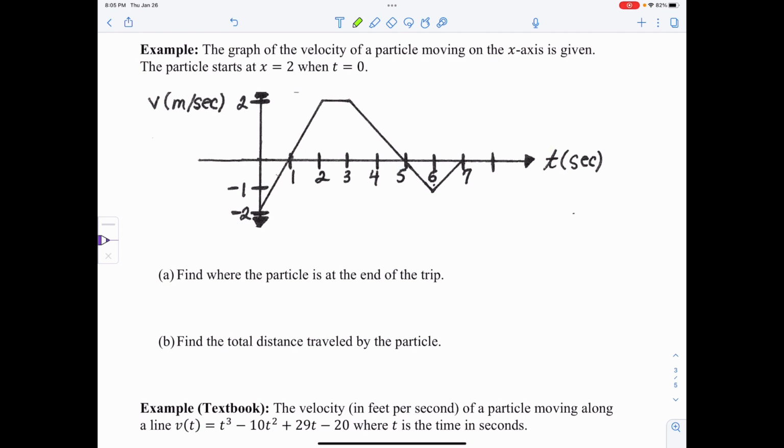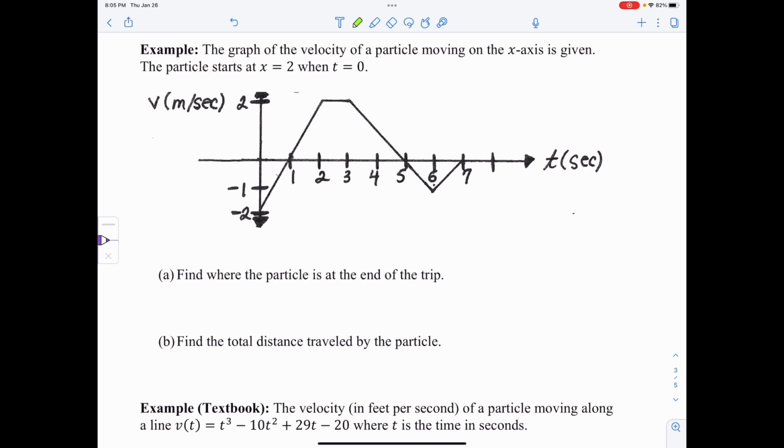Okay, so we're given a graph that represents the velocity of a particle that's moving on the x-axis. And the particle starts at x equals 2 whenever t is equal to 0. At time 0, we're not given units there. Oh, we are, seconds, sorry, t is in seconds. At t equals 0 seconds, the particle is in the position at x equals 2.